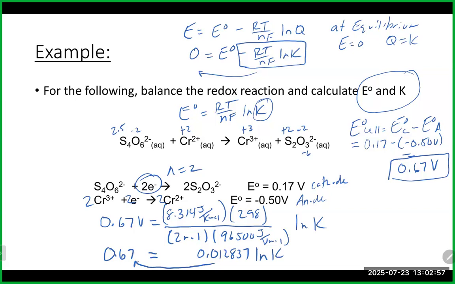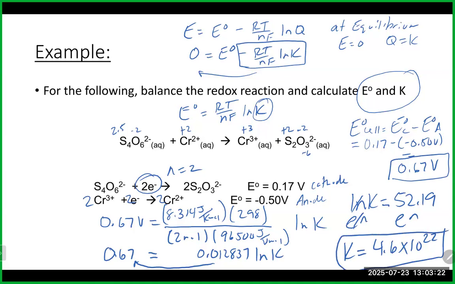Obviously, we're going to divide first. So 0.67 divided by that is going to give us a natural log of K equals about 52.19. Going to e both sides there, and that goes away. K is about 4.6 times 10 to the 22, which I would say qualifies as a large value of K, which again goes well with our positive value of E and our probably negative value of delta G, which means this reaction should be spontaneous.